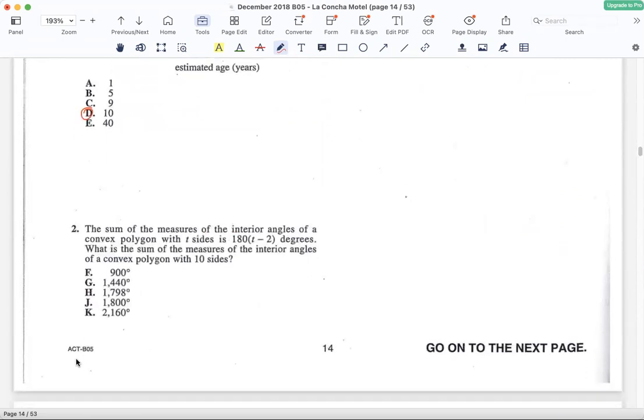The sum of the measures of the interior angles of a convex polygon with t sides is 180 into t minus 2. What is the sum of the measures of the interior angles of a convex polygon with 10 sides? So that's 180 into 10 minus 2, 180 into 8, 1440.